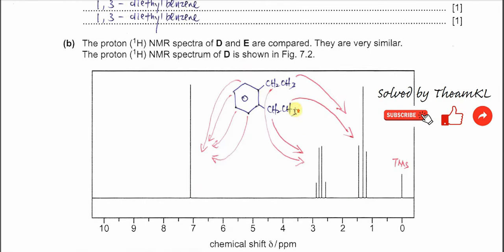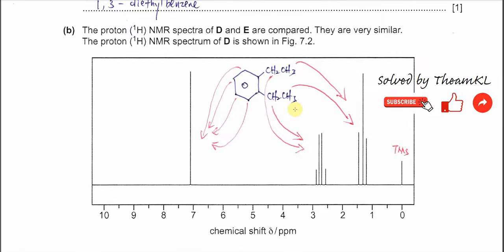Now let's use the structure of D to know which protons form the triplet, the quartet, and this singlet. The easiest one is here around 7 ppm. All the hydrogens in the benzene ring will give this signal. This methyl group and this methyl group are equivalent, meaning they will give the same signal. So we need to know their spin-spin coupling and the splitting.